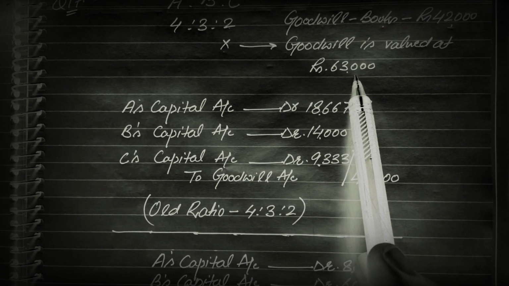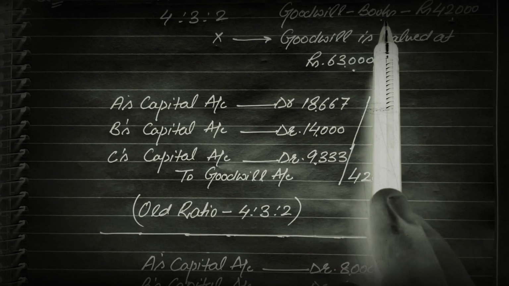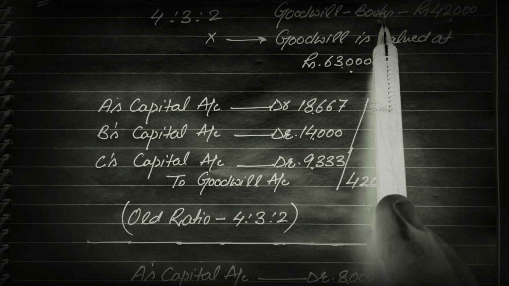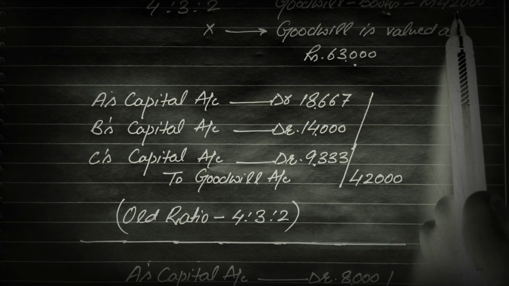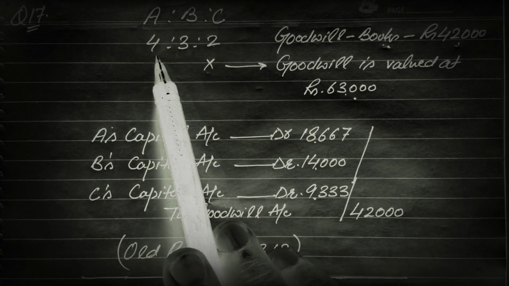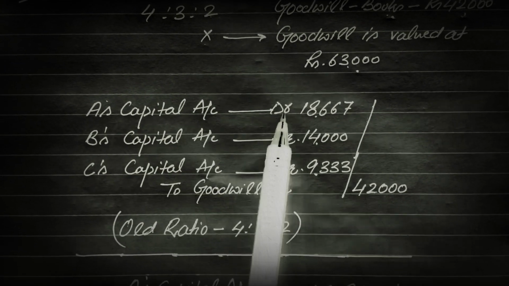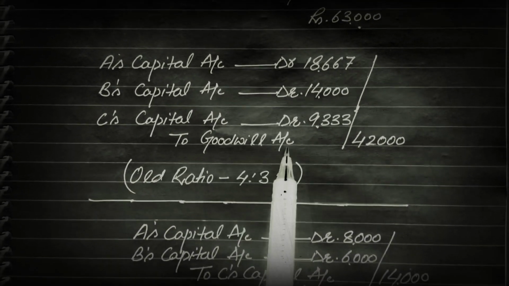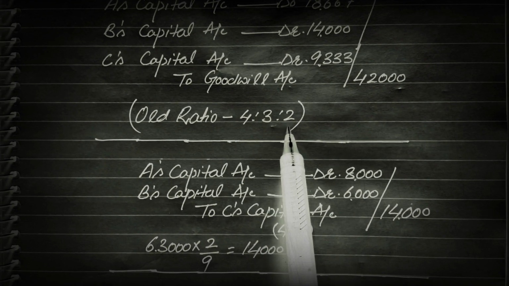We know the provision given under Accounting Standard 26: whenever a goodwill account already appears in the books of the firm, it should be written off among the existing partners in their old ratio. That's why first of all we will write off goodwill of 42,000 by A, B and C in the old ratio, that is 4:3:2. For this the entry will be A's capital account debit, B's capital account debit, C's capital account debit to goodwill account. We will write off 42,000 in the old ratio, that is 4:3:2.